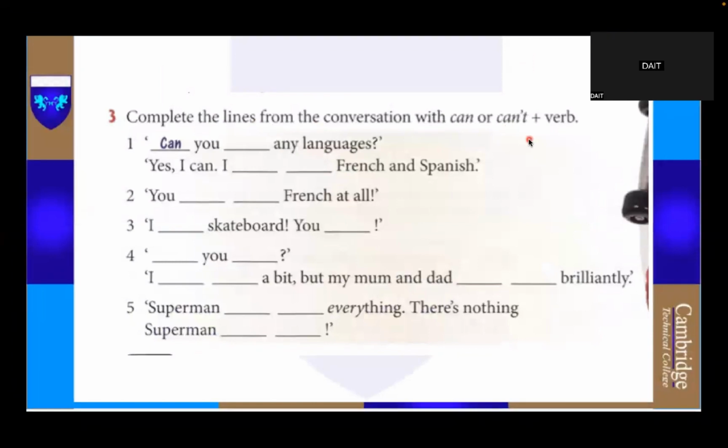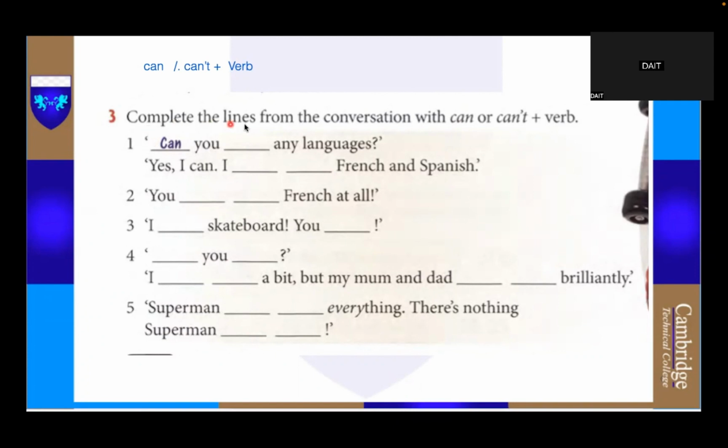So when we use can and can't, the rule is very simple. We need to have either can or can't plus a verb. Any verb. It's very simple. After can and can't, you have to use a verb at the end. So let's have a look at these examples.